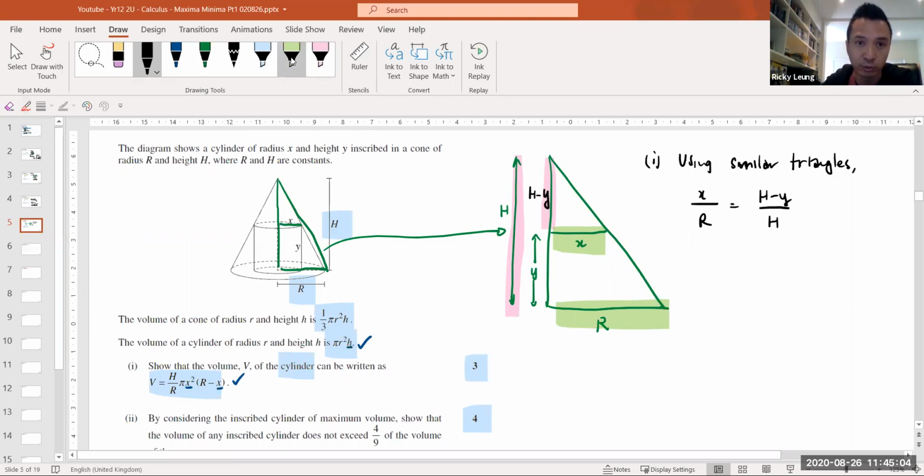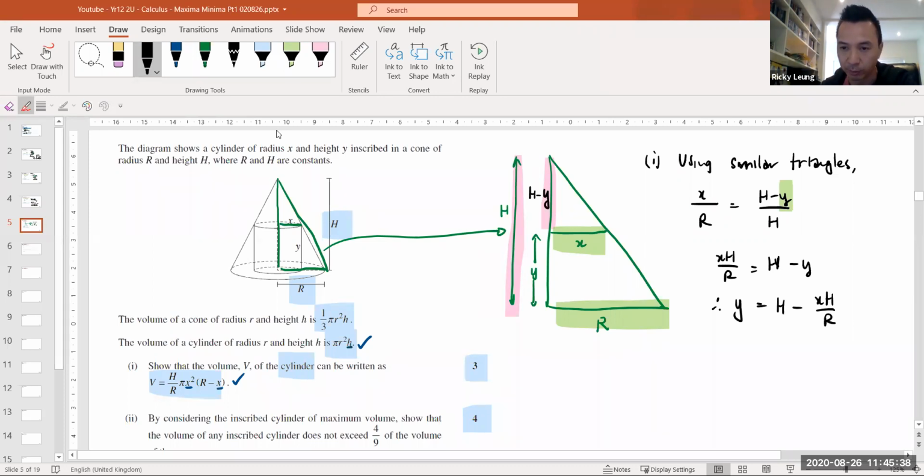So what am I trying to do? I'm trying to make Y the subject here, right? Am I? Yes, I am. Because when I do the volume of the cylinder, I need an expression to replace this Y. So make Y the subject, so cross multiply that H, but XH on R equals H minus Y, switch those around, therefore Y equals H minus XH on R, and I'm just looking at the final answer.